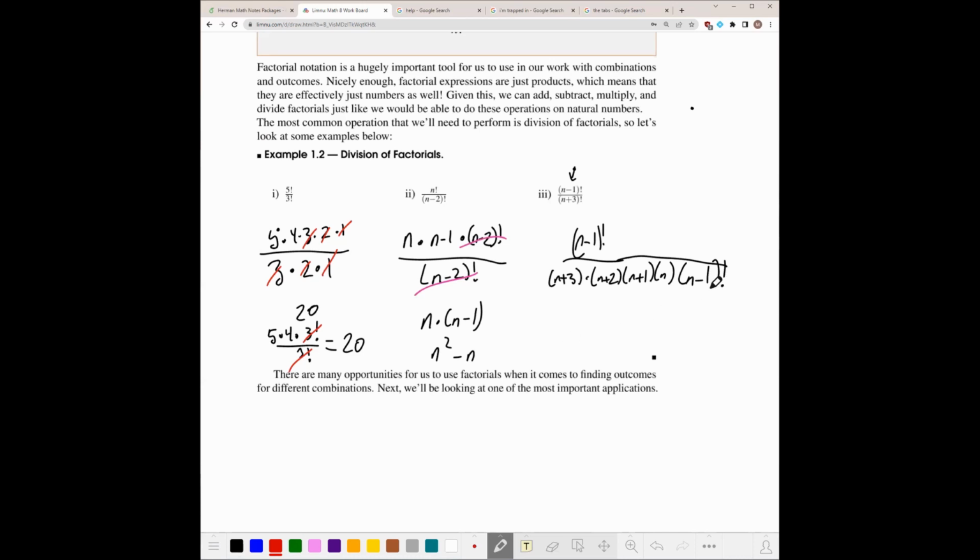Hey, look, that cancels out. And like we said down here, we're left with 1. That's a 1. And so we end up with 1 over n plus 3 times n plus 2 times n plus 1 times n. And again, I'm not a psychopath, so I'm not going to actually expand that out.